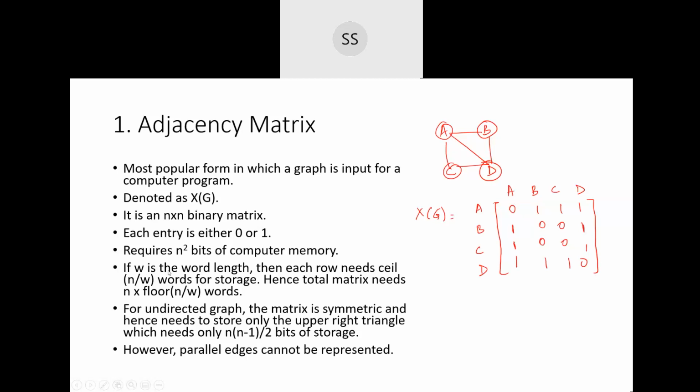Now imagine W is the word length. Then each row needs n by W words for storage. Hence the total matrix requires n into n by W words.